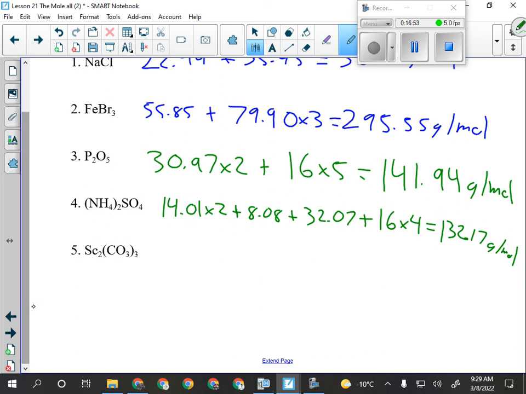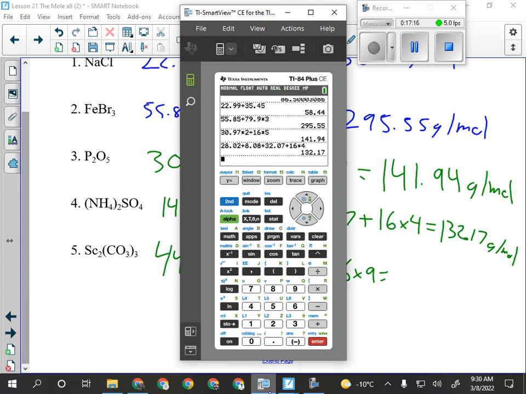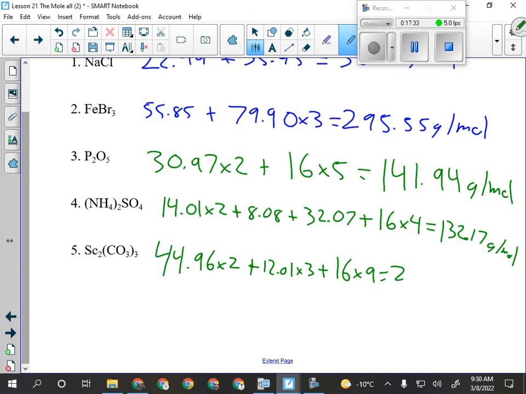Okay, and then on our last one, I can't remember the mass of scandium, 44.96 times 2 plus 3 carbons, so 12.01 times 3 plus 9 oxygens, so 16 times 9. 224.99 for that one. Grams per mole. Okay, everybody all right with that?